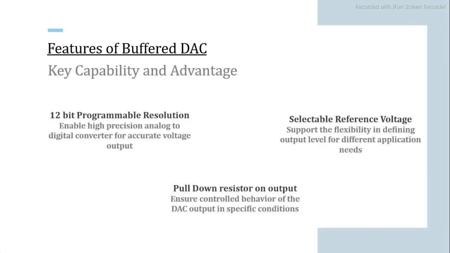Let's look at some key features of the Buffered DAC. The first, it offers 12-bit programmable resolution, ensuring high precision in analog signal generation. The second one is the selectable reference voltage, which provides flexibility in defining output levels for different applications. Finally, the inclusion of pull-down registers ensures controlled output behavior under specific conditions.